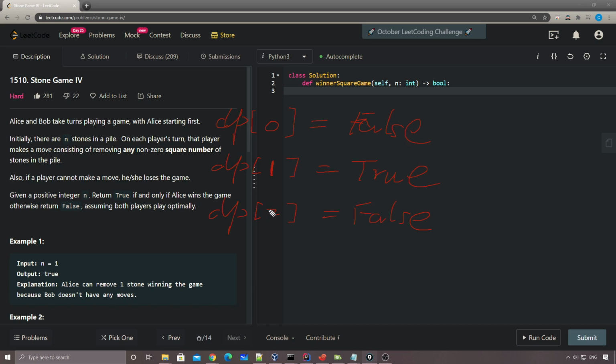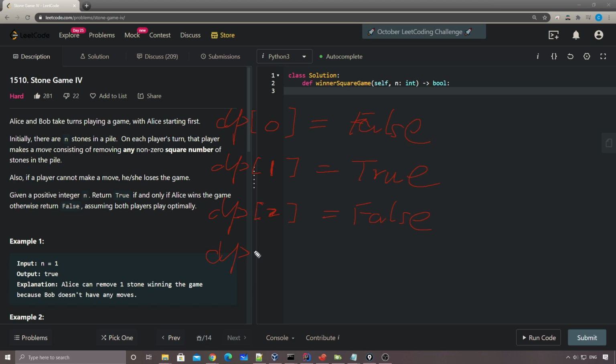Because remember, each player will try to play optimally. Playing optimally means that as long as there is a chance for this player to win the game, he will go in that direction. And if all the possible moves do not make him win, then he has no other option but to accept his failure. For example, here he only has one move, which is 1. That's why he'll get false, right?